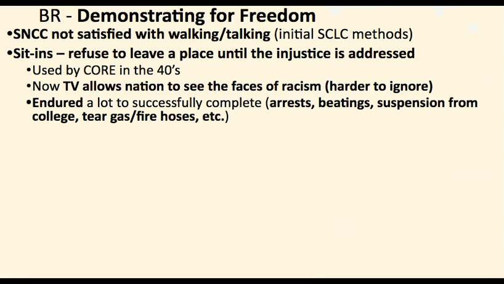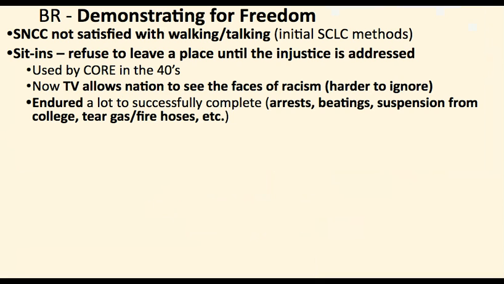It's much harder to ignore when you can look and see, oh, that person hit a child because they're sitting at a lunch counter. And it makes the whole idea of being able to be like, well, that's just the way it is. That excuse doesn't seem to sit as well as the time goes on. And sit-ins and those who participate in sit-ins have to endure a lot to be able to successfully complete them. Again, people who participate in sit-ins can be arrested, they could be beaten.